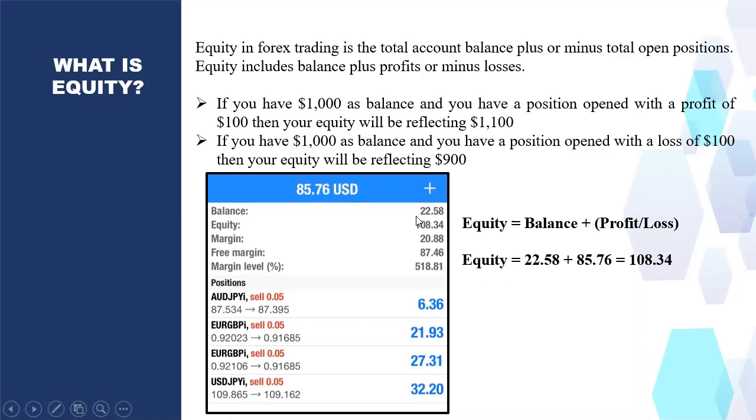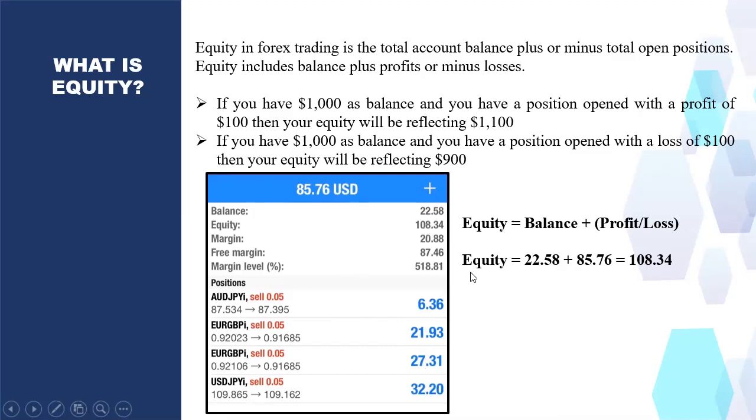So equity for this account that we have here is the balance, 22.58, plus this is the profit. All of these ones here, if you total them together, you will have $85.76 US. So this is where the profit will show. It's at the top. This is a screenshot of a phone. So if you have all these trades added together, you will have 85.76 as your profit. So this is the total profit at the top here. This profit, when added to the balance, becomes your equity.